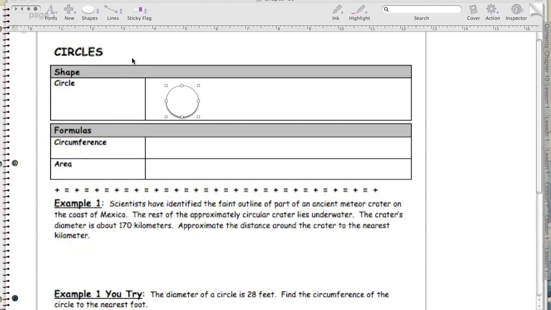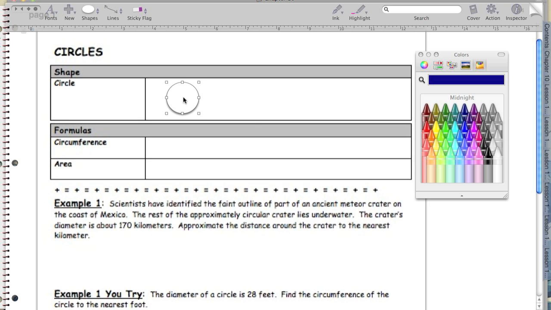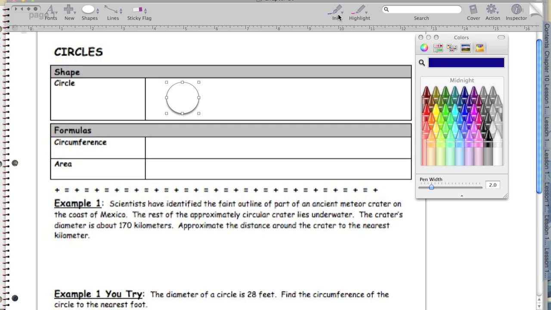Okay guys, let's take a look at circles. So we studied polygons and we looked at the different features of those. Now circles don't fall under that category, but we can still find the area and circumference, as we're going to see here. So first things first, we need to identify a few parts of a circle.